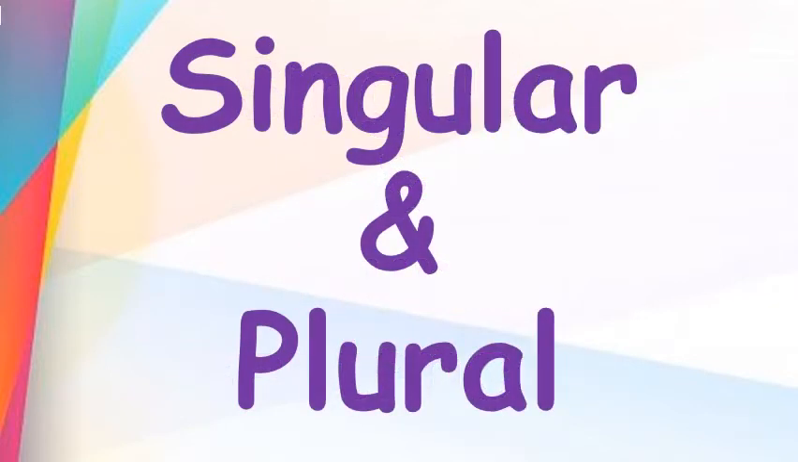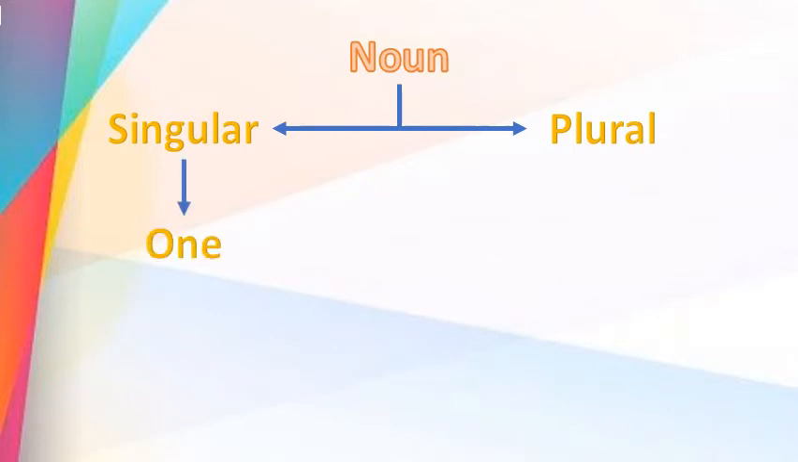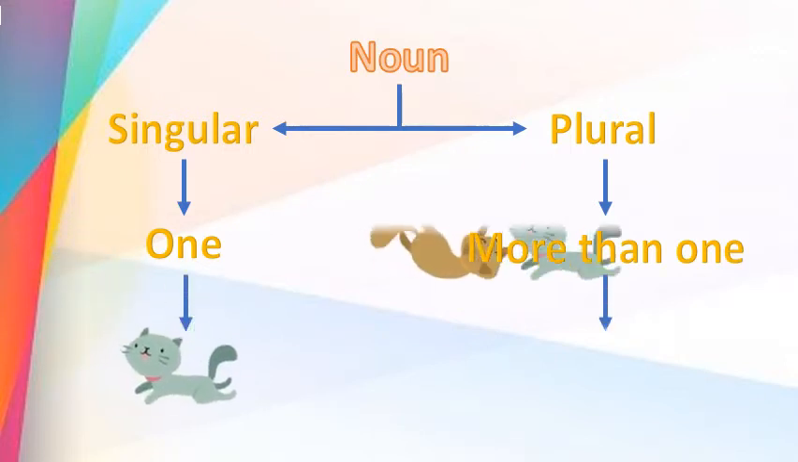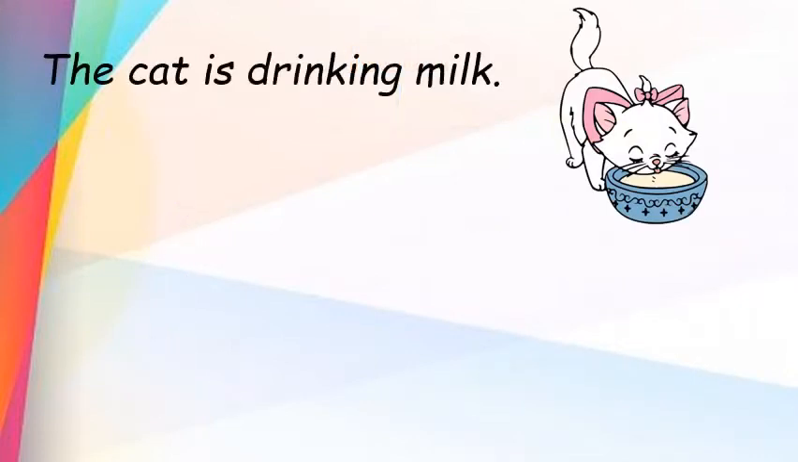So children, in our last class we saw what is singular and plural and how to change singular nouns into plural nouns. Nouns can be either singular or plural. Singular is one, plural is more than one. For example, one cat, two cats. In this class, we will see how to use singular plural in sentences.